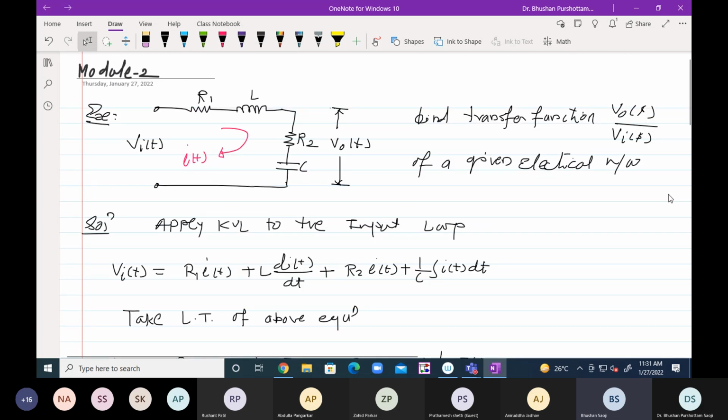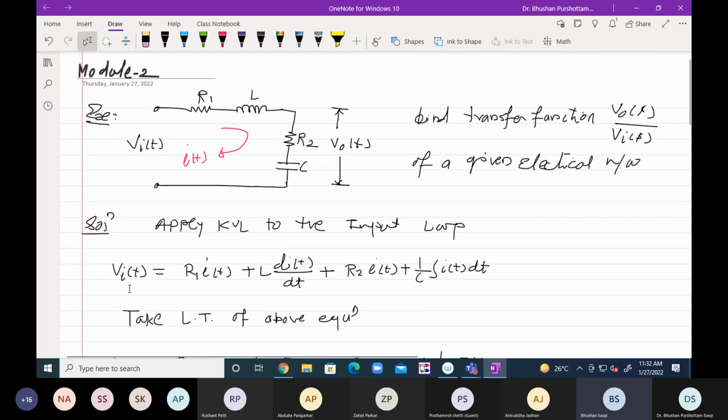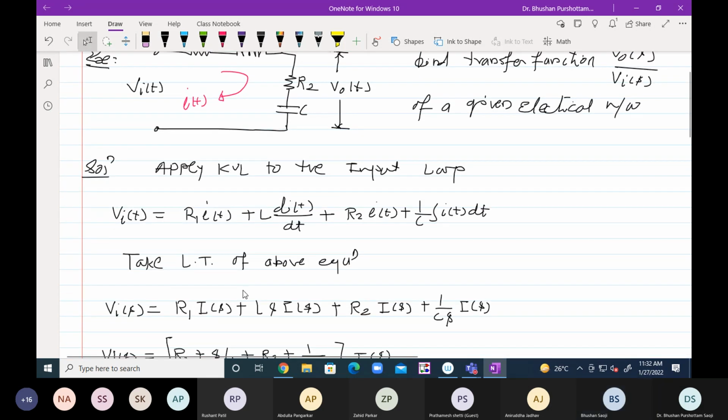network. So to find out the transfer function, first we have to apply the KVL to the input loop. Input loop means the loop in which the input is connected. So the input is connected to R1, L, R2 and C. So KVL to the input loop becomes Vi of t equals R1 into I of t plus L into di by dt plus R2 into I of t plus 1 by C integration of I of t into dt. Now this is the input loop equation.